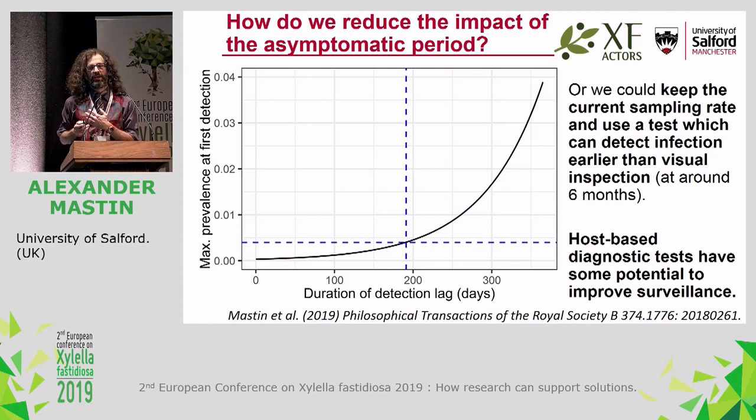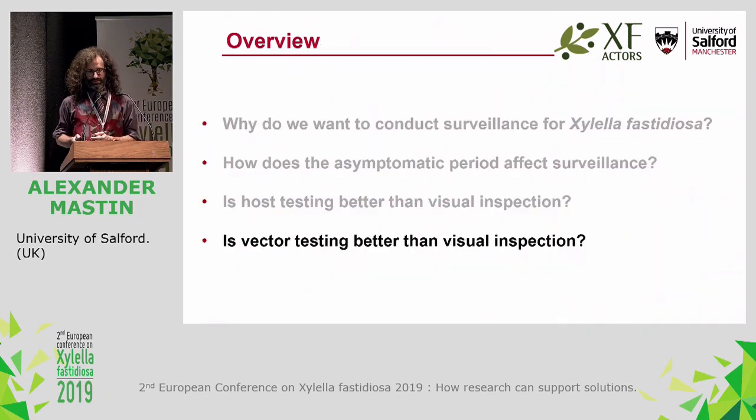Another option is that we keep the current sampling rate and try to shorten the detection lag. We can't use visual inspection, so instead we might consider a diagnostic test that can detect earlier. To reach our threshold prevalence, we'd have to be able to detect reliably at around 6 months. That's potentially possible. It's difficult getting a reliable diagnostic in asymptomatic hosts, but this suggests there is some potential for diagnostic tests in hosts to improve our surveillance strategies.